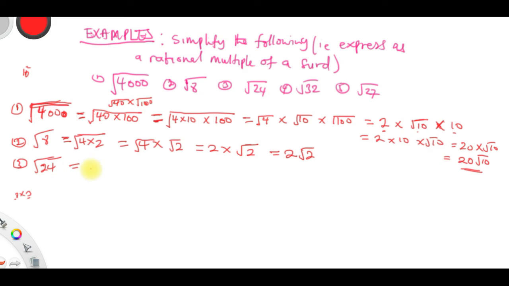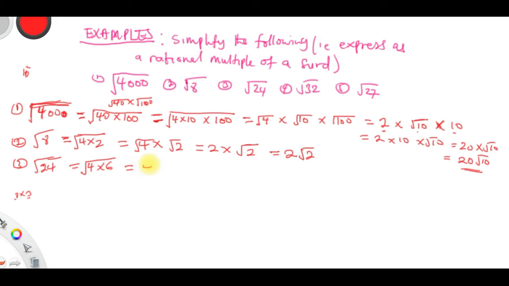And 24 is also 2 times 12. 2 is not a perfect square, and 12 is not a perfect square either. So somebody can also say 4 times 6. 4 times 6 is 24. So this is the one we will choose, 4 times 6. That is the best choice, because 4 is a perfect square.